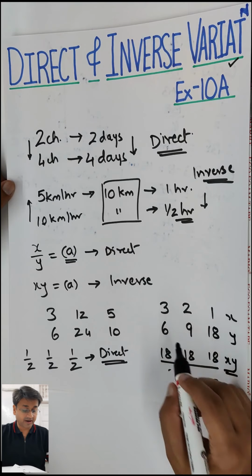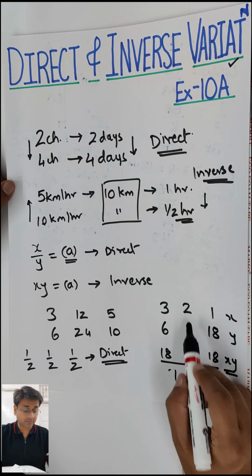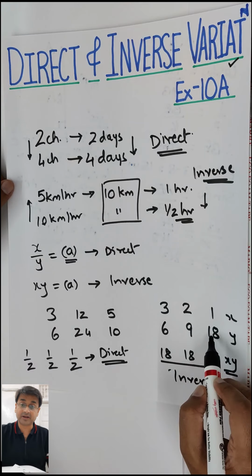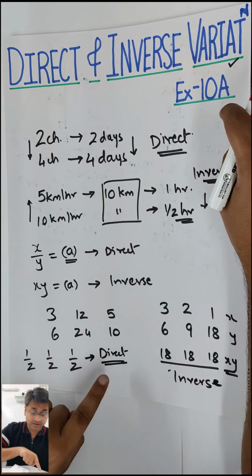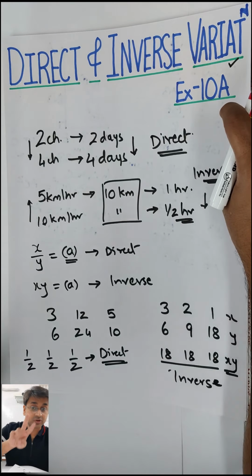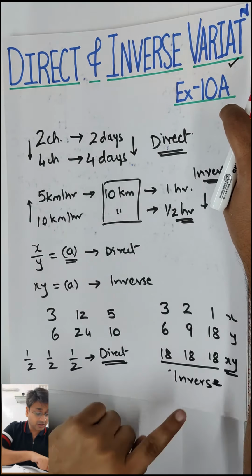Now here you can divide and see, this will be half, this will be 1, this can't be divided, and 1 by 18. So division is not applicable. Whenever you divide and you get a constant, you call it direct. Whenever you multiply, you call it inverse. Okay, so there is a rule, and how do you write it?